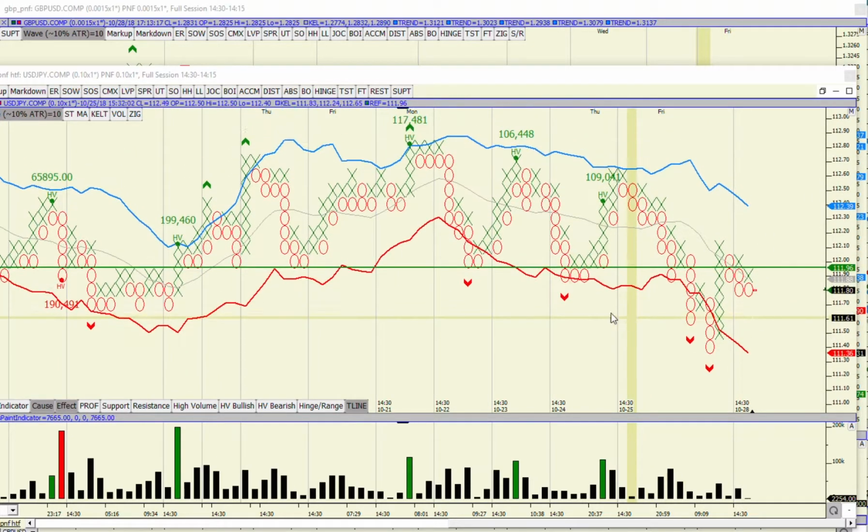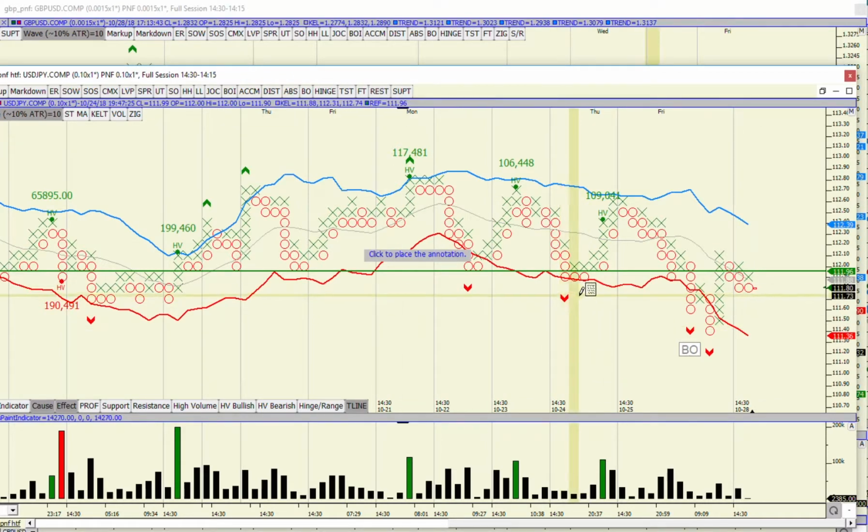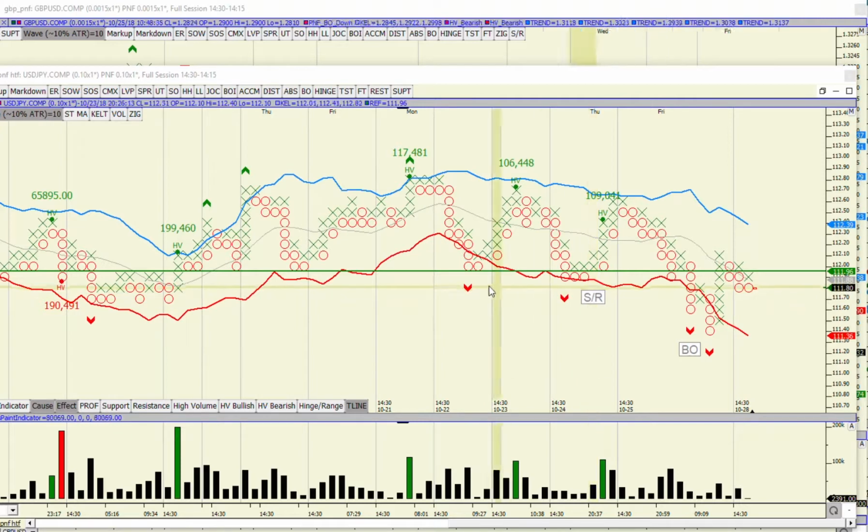Okay, so that area was tested 1, 2, 3, 4, 5, and then finally 6. So this is not a good sign. All right, so let's just use the same approach. There was the support and resistance here, here, here. So it broke out, and now you have a test.